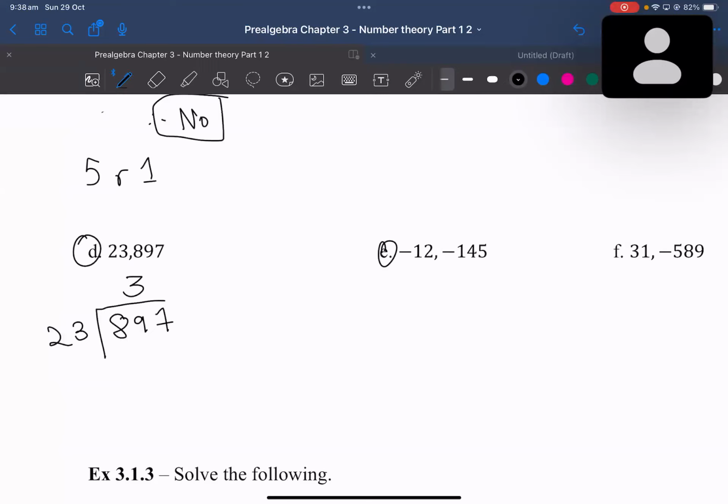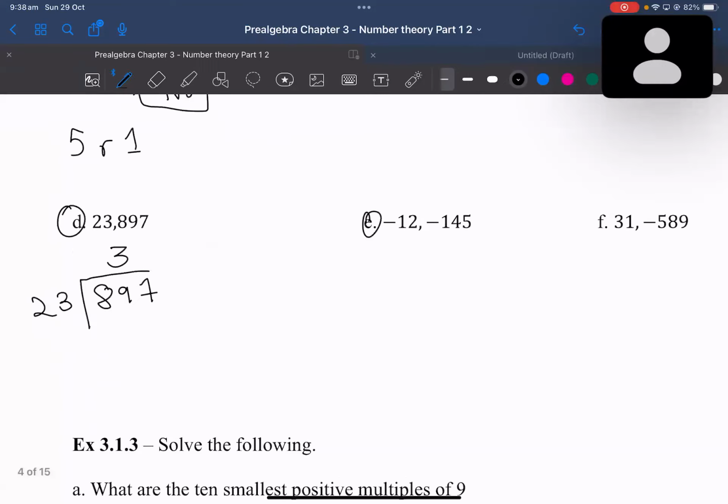And then there's a remainder of 20. 23 times 3 is 69, 20 remainder. Carry the 9 down, 209. Yeah, that's a bit tricky, but it's actually 9 exactly.